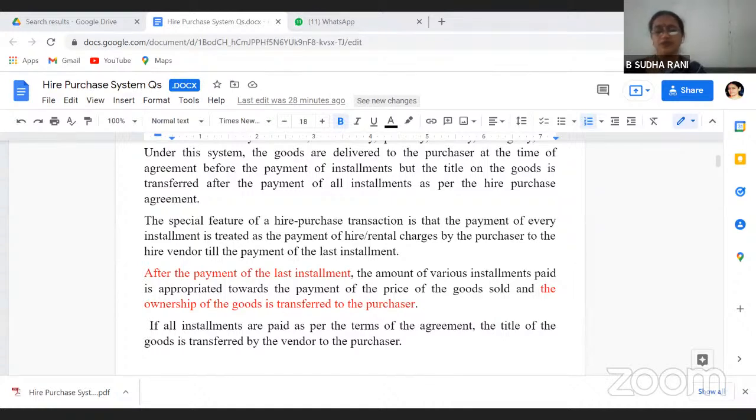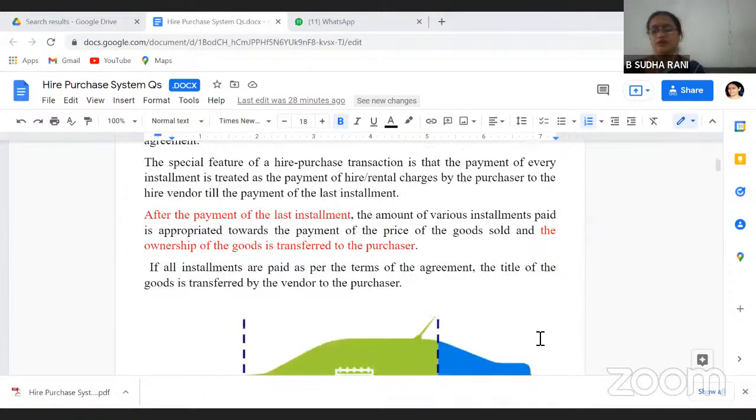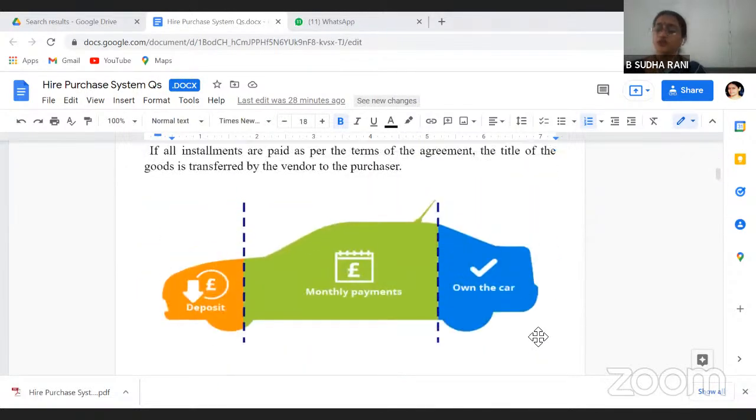Okay, so if he paid all the installments as per the agreement, the title of the ownership will be transferred to the purchaser. If he doesn't pay, he can return. So this makes you understand. Like in the installment also, we pay a down payment, right? Initial payment, down payment, right? Same thing even in the hire purchase system, there is an initial payment, which is called the amount deposited with the vendor, and the balance will be paid in the monthly installments or monthly rentals.